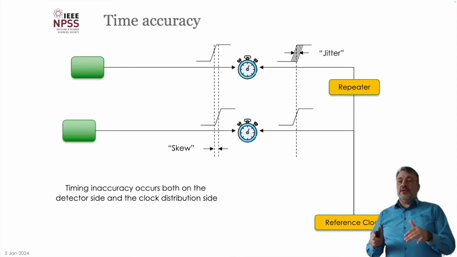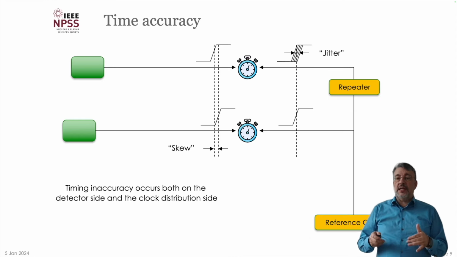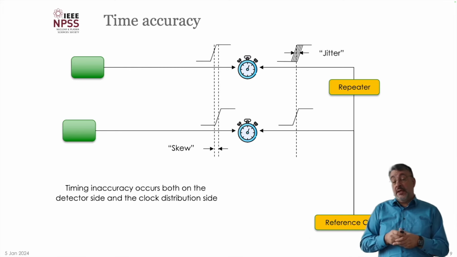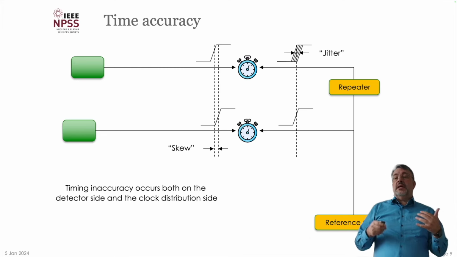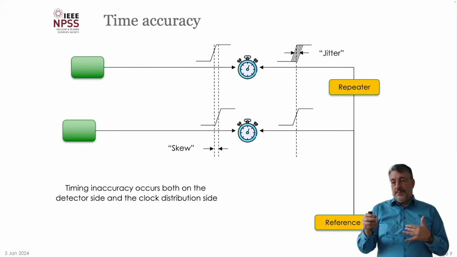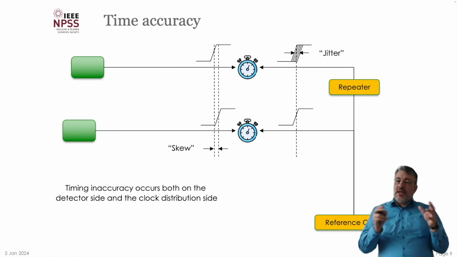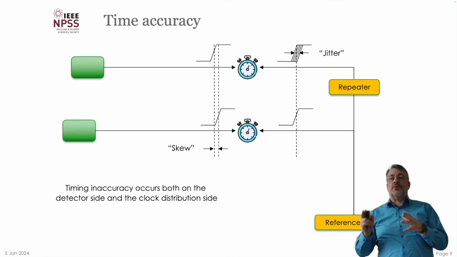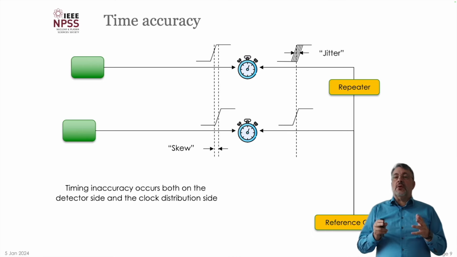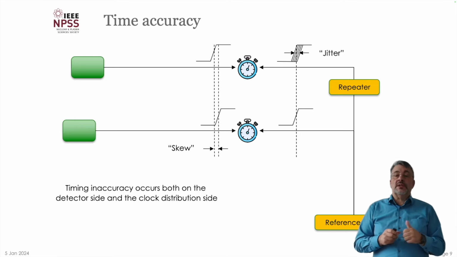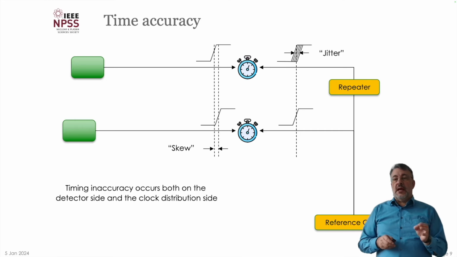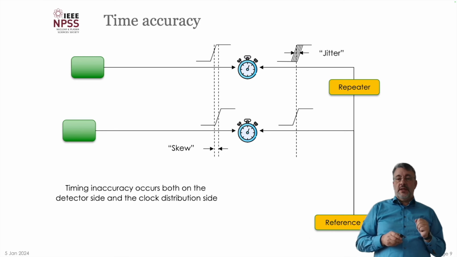On the right side you have the clock distribution, and if you have to distribute the clock to many channels, you might need a repeater in between. Now a repeater can introduce some variation of these clock edges from period to period, and this variation is called jitter. To make a good timing system, you want to get the skew as small as possible, and you want to get the jitter as small as possible as well.